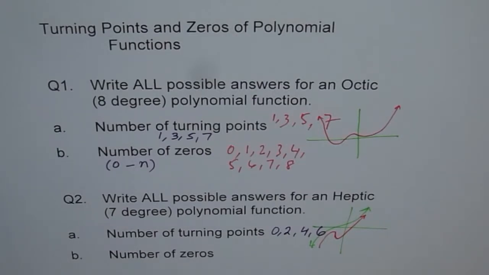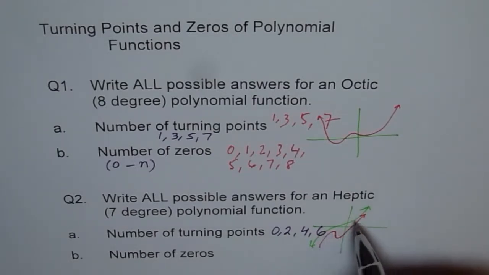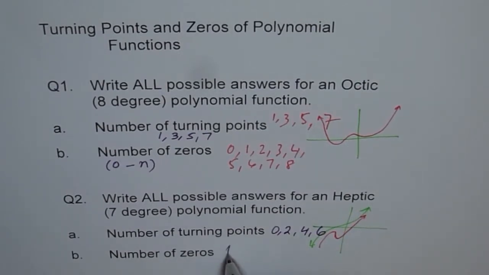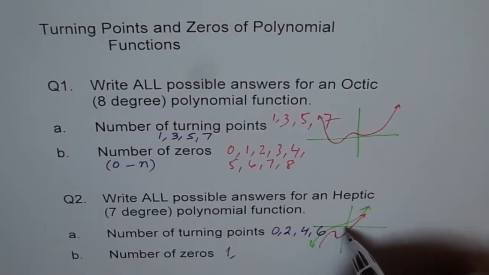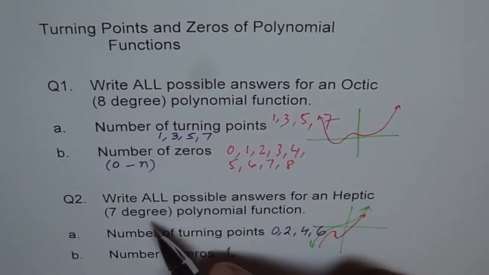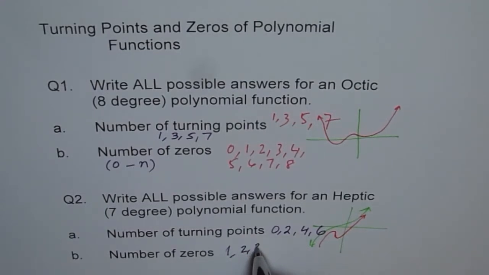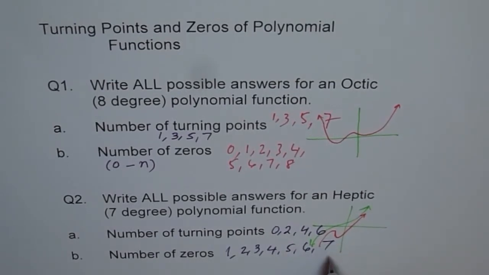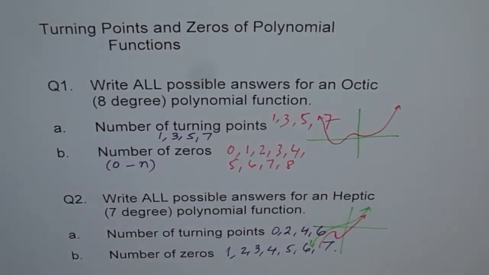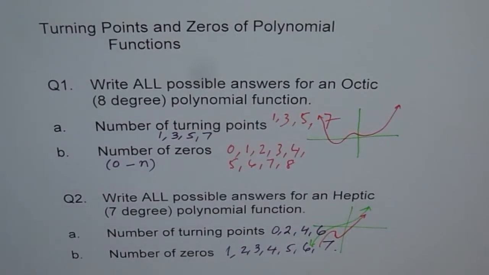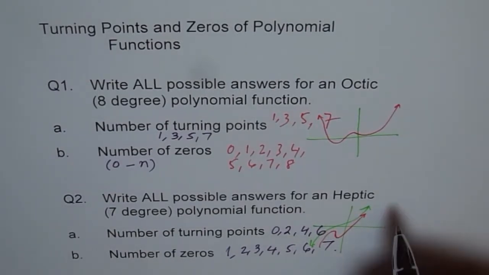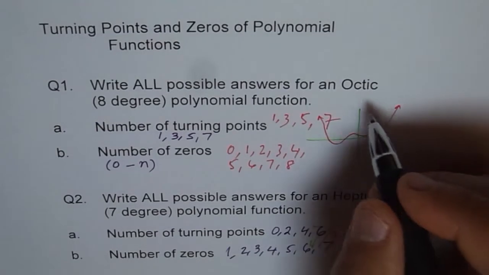Now the number of zeros. Since it has to cross the x-axis, there is at least 1 zero, correct? And the maximum number of zeros could be the degree of the function. Therefore, the possible zeros are 1, 2, 3, 4, 5, 6 and 7. So those are the possible zeros. So you learn the maximum number of zeros and maximum number of turns that we can write here.